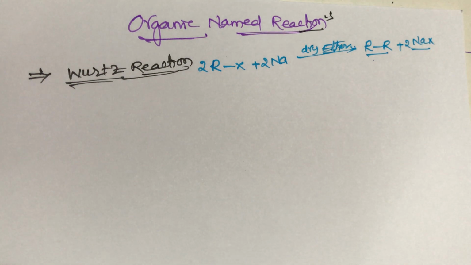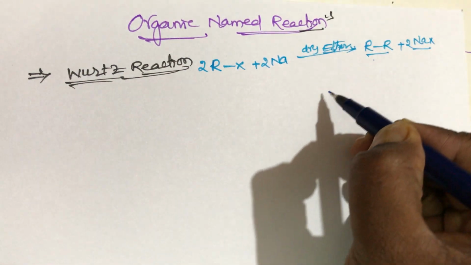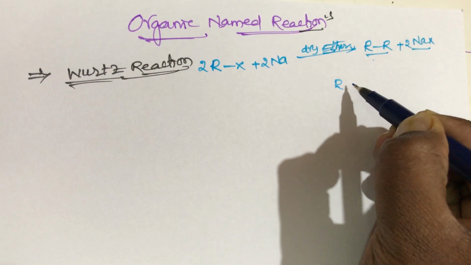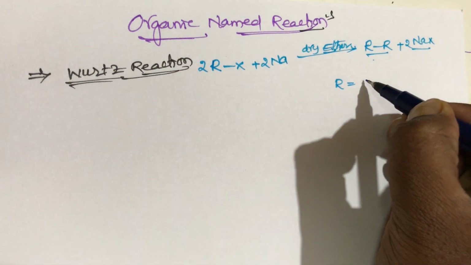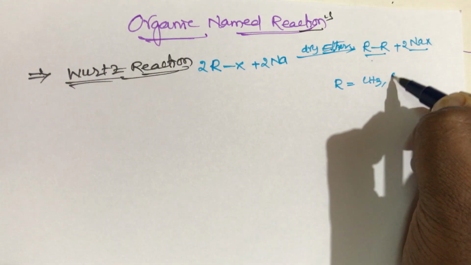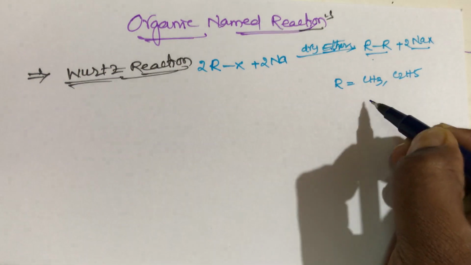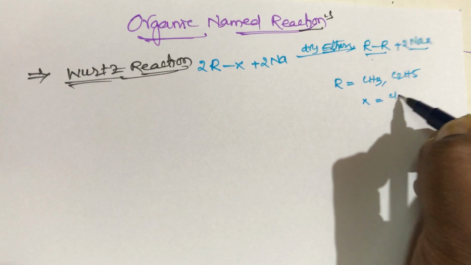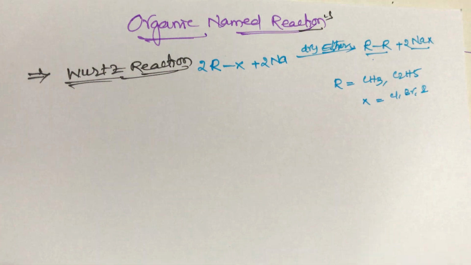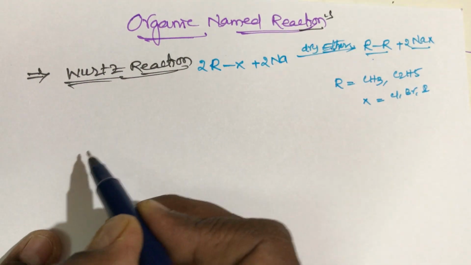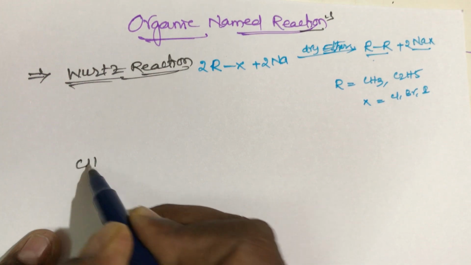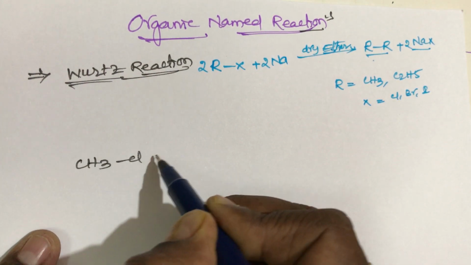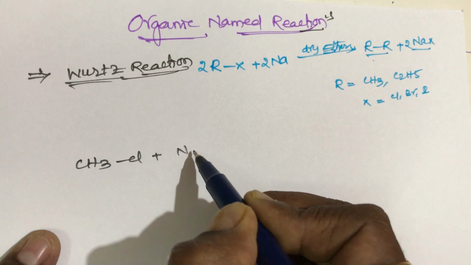Now, what does alkyl halide mean? R means an alkyl group, that is methyl, ethyl, propyl, like that. X means halogen, that is fluorine, chlorine, bromine, iodine; we can take any halogen. Now, take an example for the Wurtz reaction: methyl chloride, CH3Cl, reacting with sodium metal.